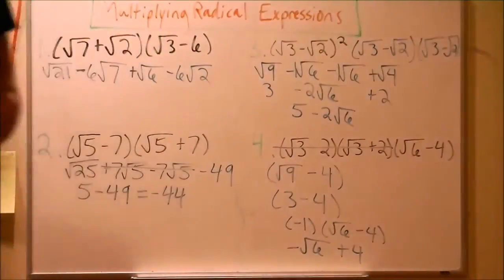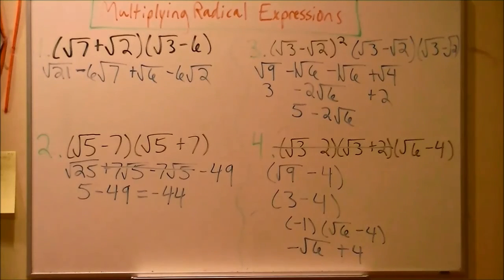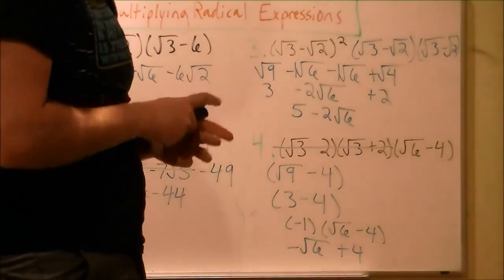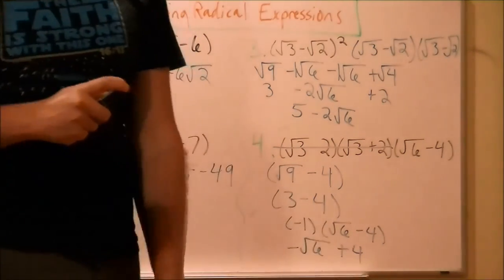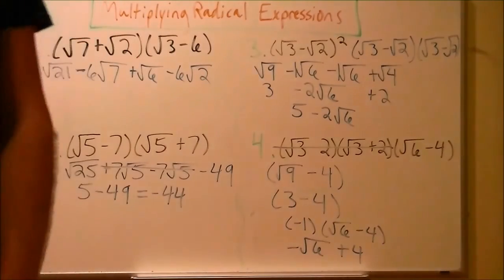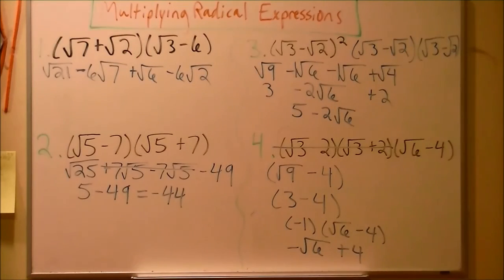And so my final answer to number 4 is 4 minus the square root of 6, or you could write it the way that we have right here, negative square root of 6 plus a positive 4. And either way, it works just fine.